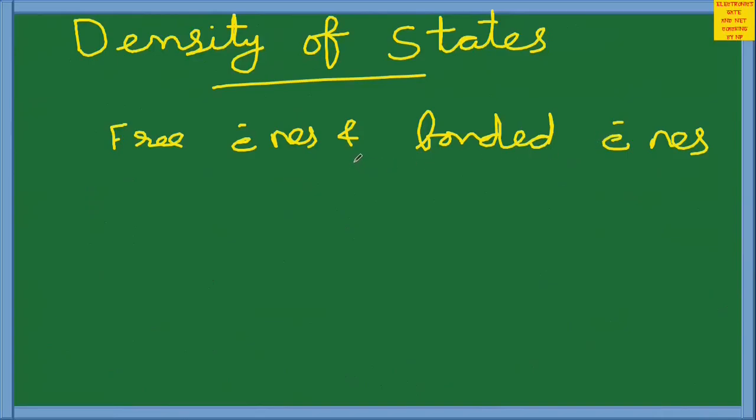To find the number of free electrons and number of holes, we need an idea about the density of states. By using this density of states, we are going to find the number of free electrons and the number of holes present in a semiconductor. Here we are mentioning the density of state for a particular energy level having an energy E, and it is denoted as G of E. So G of E means it is the density of state of a particular discrete energy level having an energy E.